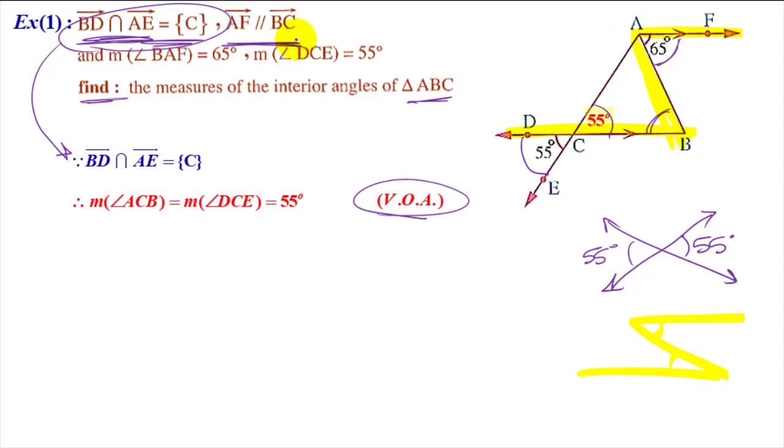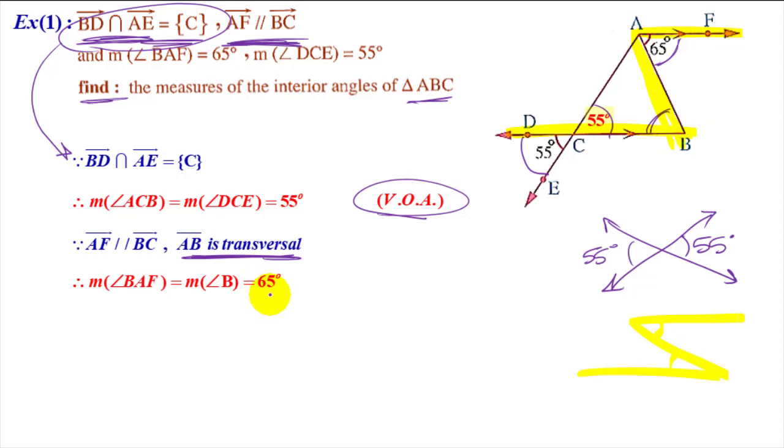Since AF is parallel to BC and EB is a transversal, the line connected between them, therefore the measure of angle B equals the measure of angle BAF equals 65 degrees because they are alternate angles. Don't forget to write the reason so we don't lose marks.